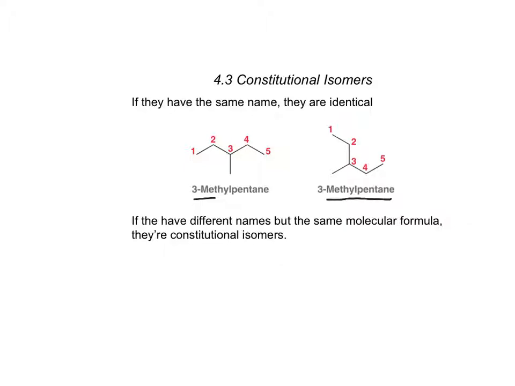If they have the same name, they are the same compound. If they don't have the same name, then they're different. If they have the same molecular formula and not the same name, then they're constitutional isomers of one another. So same name, same compound; different names but the same molecular formula, that's when you have constitutional isomers.